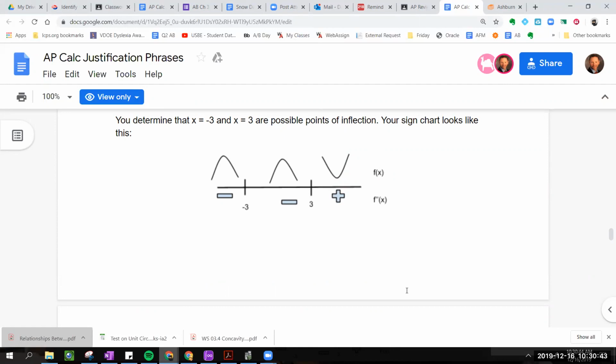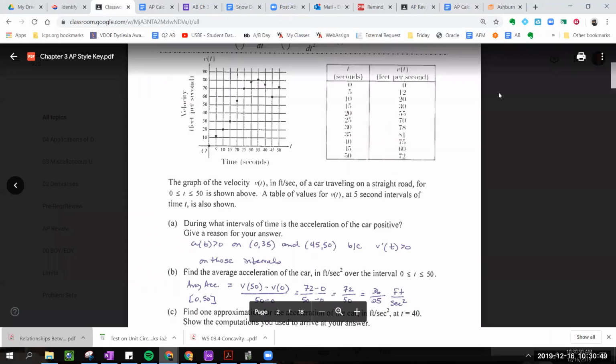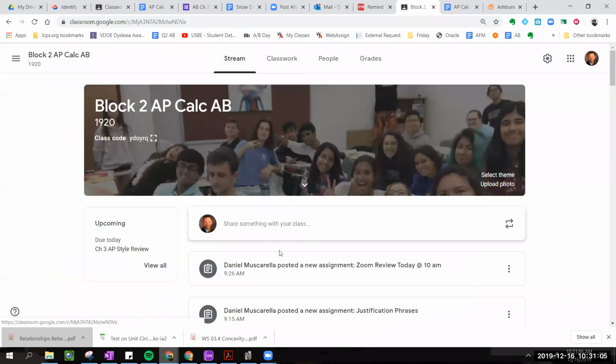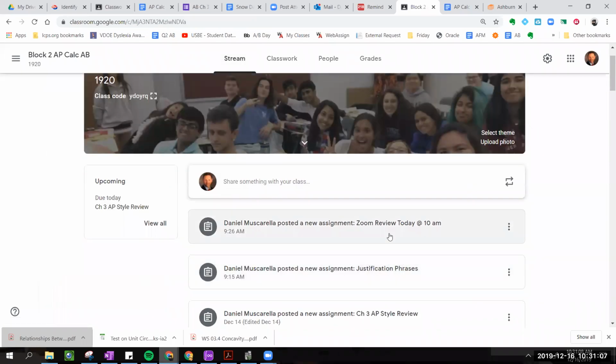And is this on Google Classroom, the AP Calc justification phrases? Yeah, I put those on there. I put it in an AP review piece and just called it justification phrases. So if you want to, search over on the left-hand part of the pane and click on AP review, that way you just see that. Or if you look into your stream, you'll see it as the second thing down from the top on the screen.